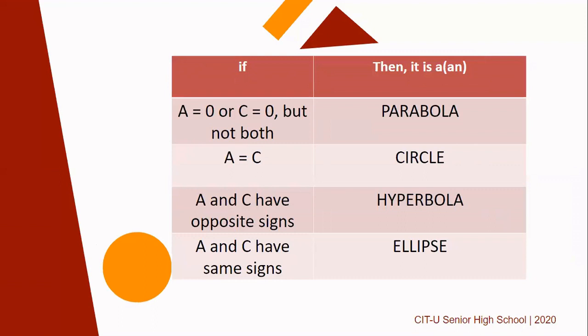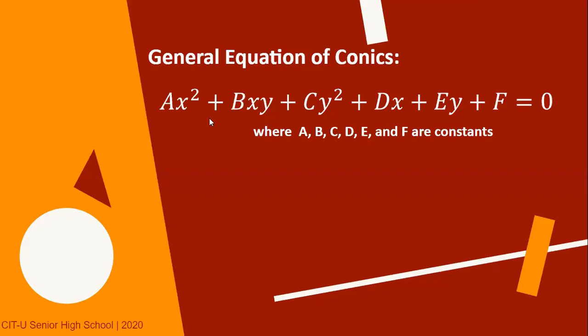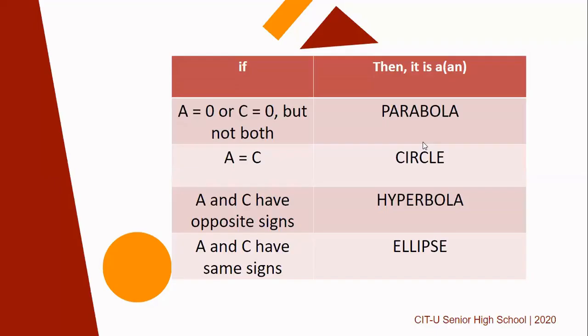And this is the rule where we just look at the values or the signs of a and c. If your a is equal to 0 or your c is equal to 0 but not both of them, then that is a parabola.